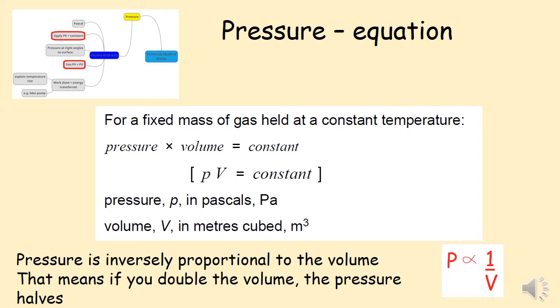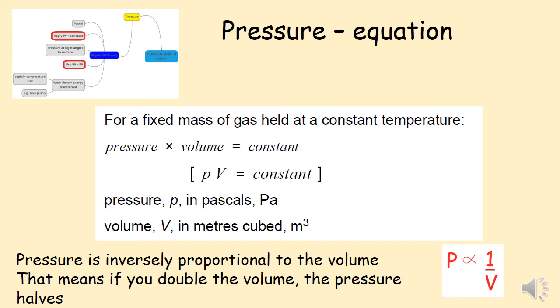keep it the same. Now in this equation, the pressure has got to be measured in pascals. That's abbreviated to Pa. And 1 pascal is a newton per square metre. And then your volume there has got to be in cubic metres. Now this equation is given to you on the equation sheet, you just have to be able to use it.